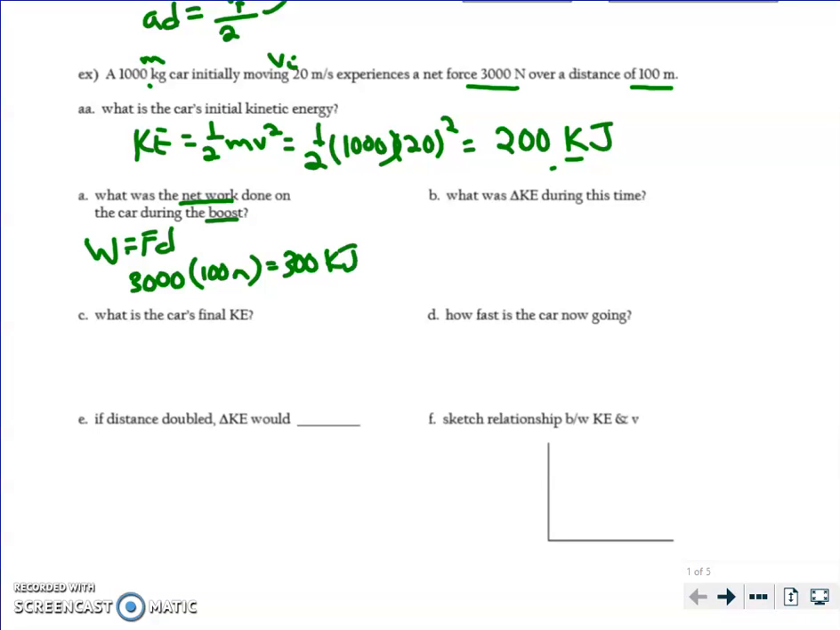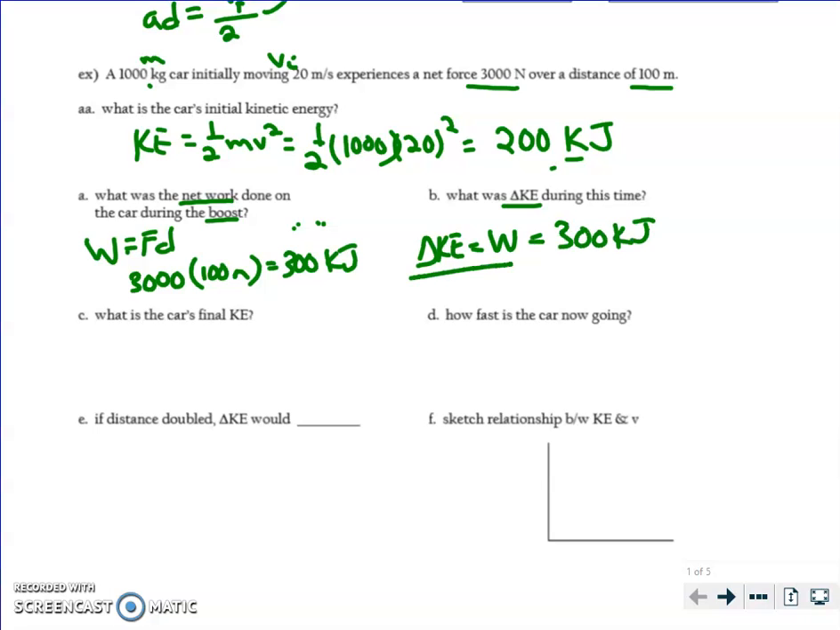So what is the new kinetic? What was the change in kinetic energy? Sorry, not the new one. Well, the work equals, let me take that back. The change in kinetic energy can be thought of as a change in velocity squared and all that, but it's also equal to the work. That's why we calculated the work here. So that's simply going to be 300 kilojoules.